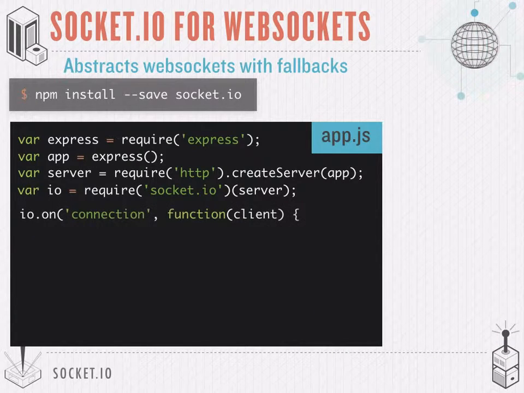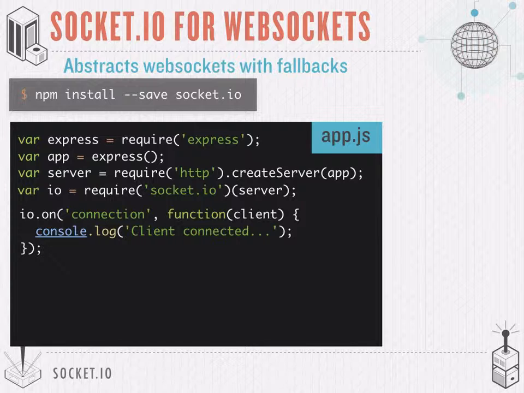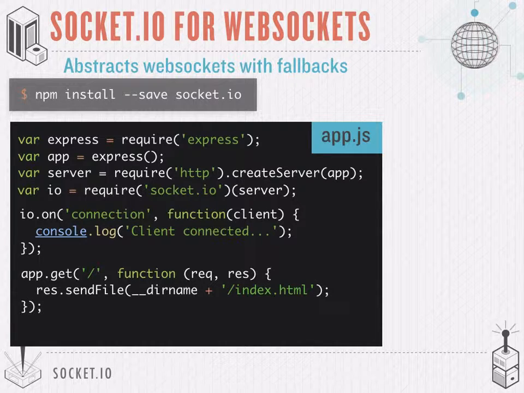We'll then need to listen for connection events inside Socket.io, and when a client connects, we're simply going to log out "client connected" to the console. We'll serve our index.html file using the sendFile function we've seen earlier. And lastly, we'll have our server listen on port 8080.